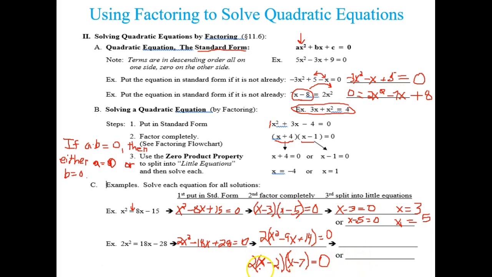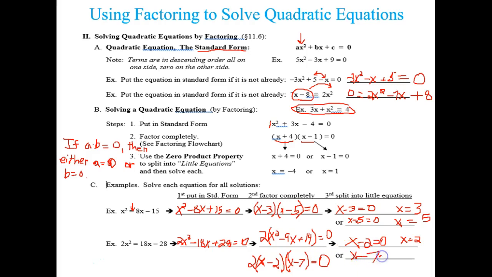But I can take this x minus 2 and set that equal to 0. So I say x minus 2 equals 0. And so if I add 2 to both sides, that will give me x equals 2. And then I have x minus 7 equals 0.